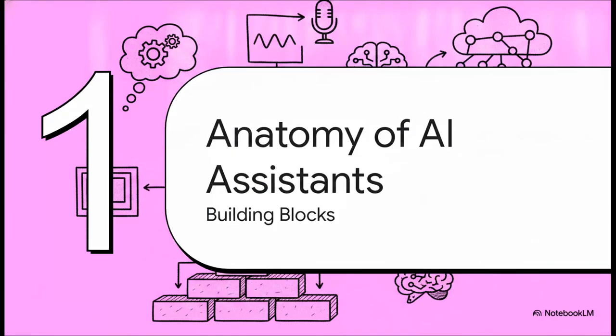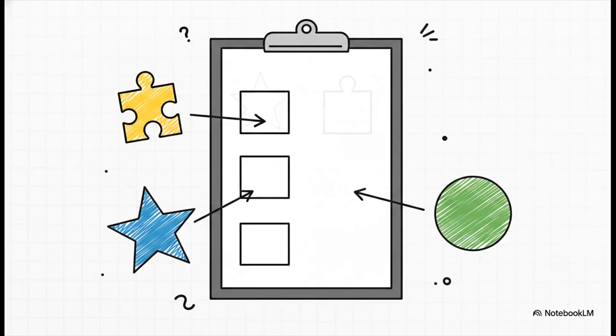Okay, part 1, anatomy of AI assistants, or the building blocks of conversation. So these systems run entirely on what we call frames and slots. Basically, imagine the machine is holding a giant game of Mad Libs, and it desperately needs you to fill in the blanks. A complete set of these frames is called a domain ontology.